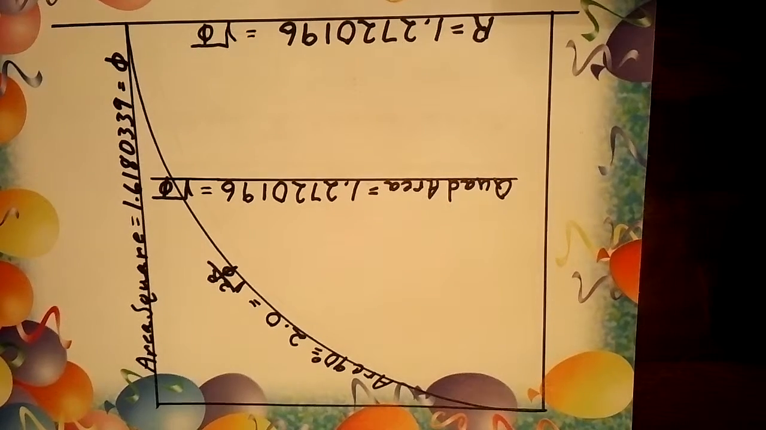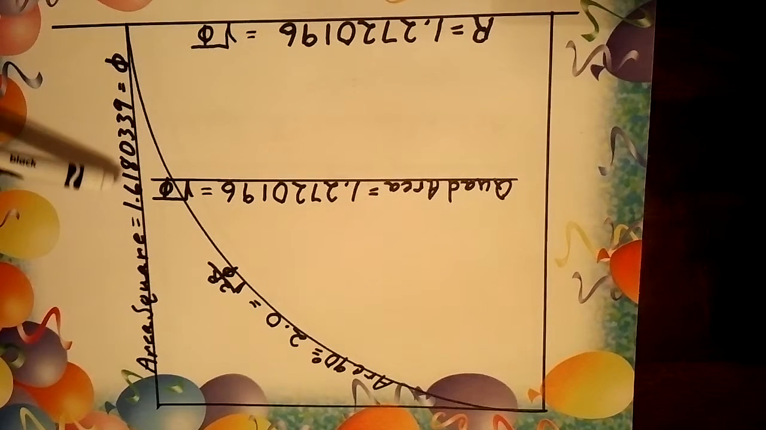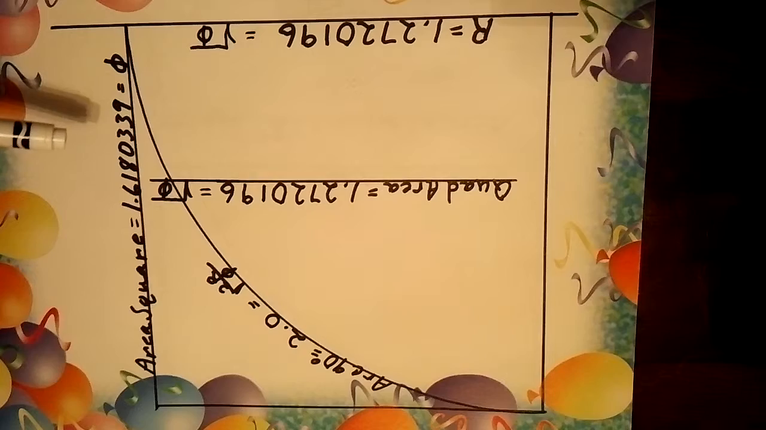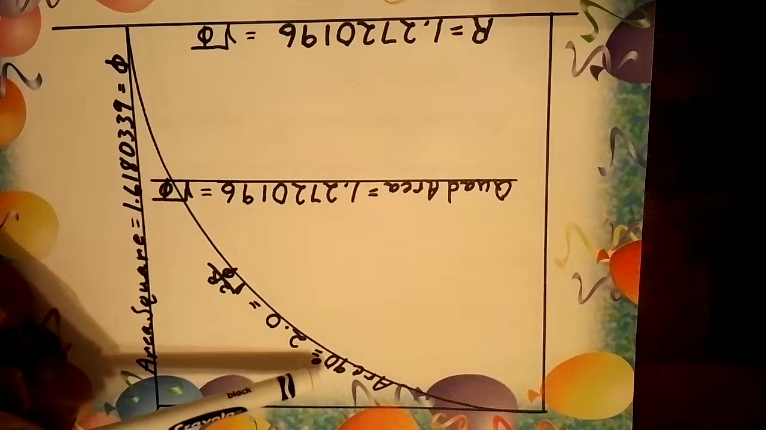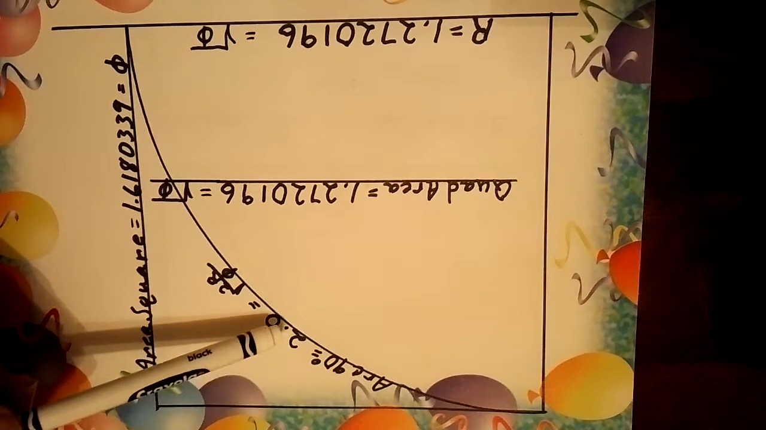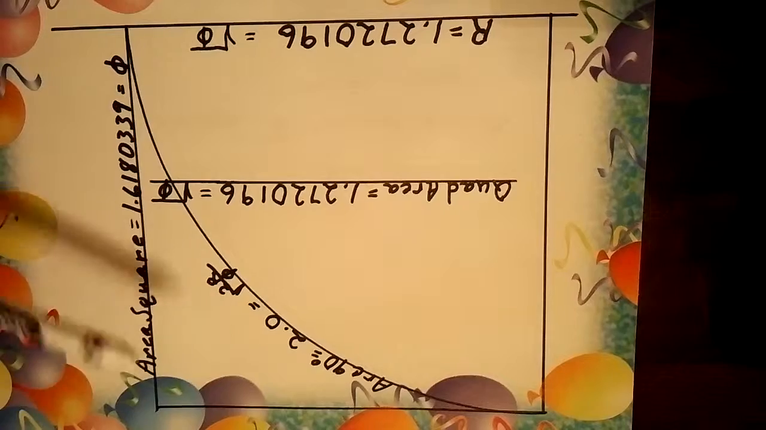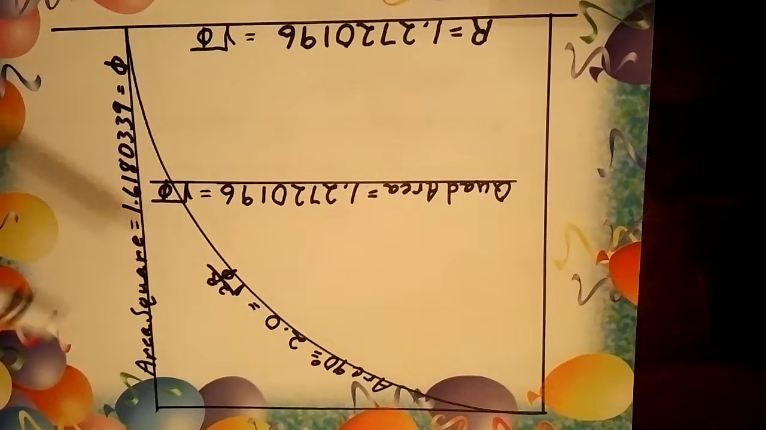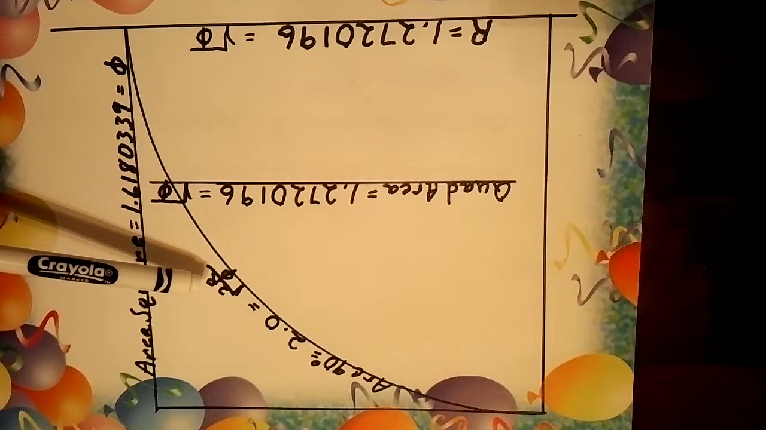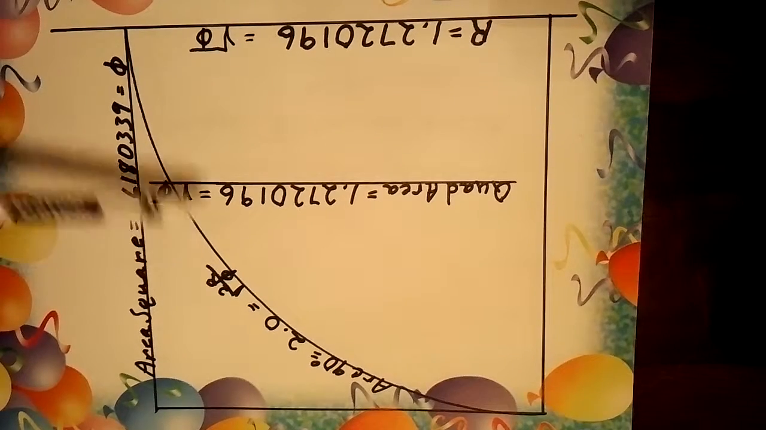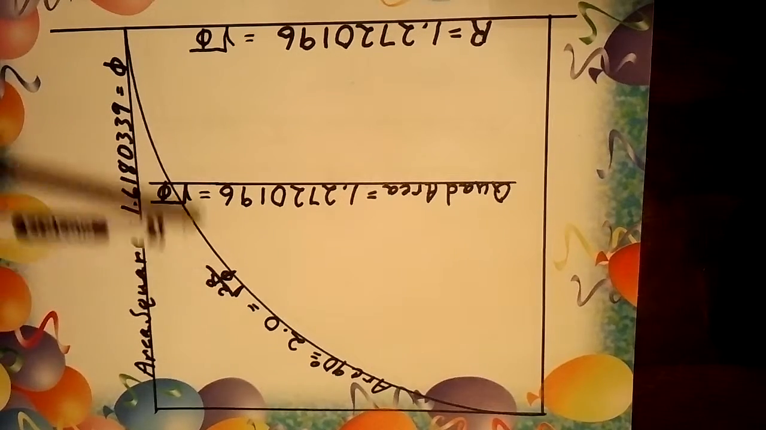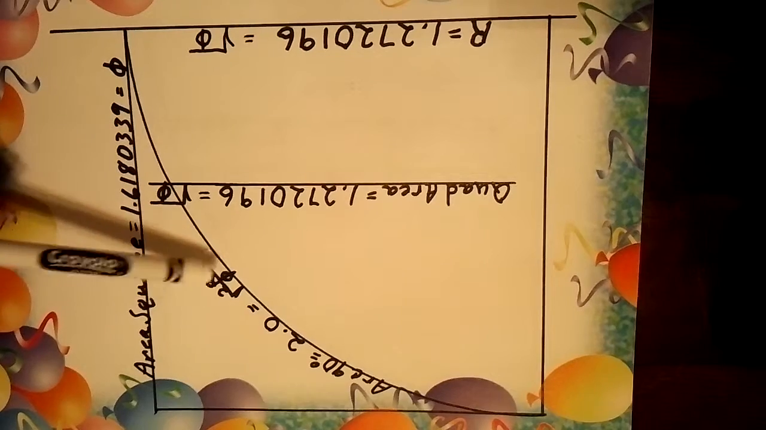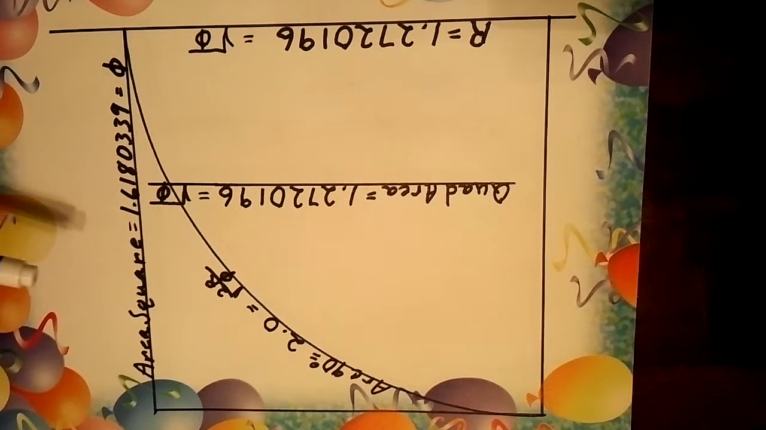Where we have a radius at the square root of phi, it makes the area of the square phi, 1.6180339. The arc at 90 degrees equals 2.0 exactly, because you're talking about 2r over the square root of phi, and 2 times the square root of phi over the square root of phi is 2.0 exactly.